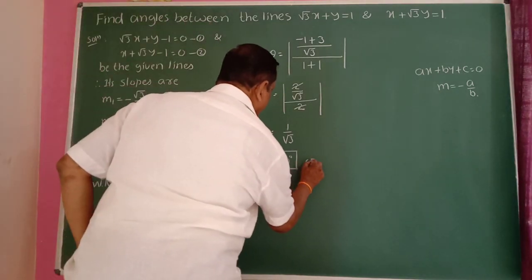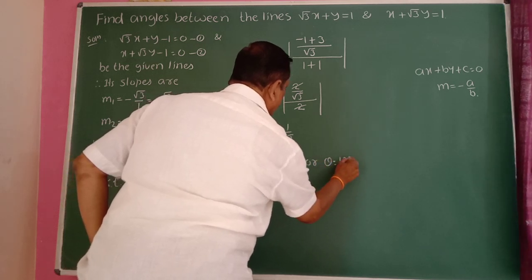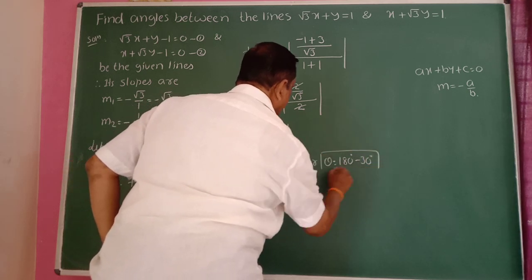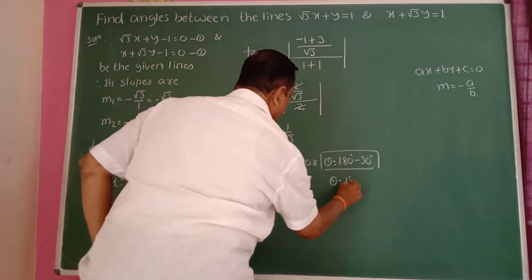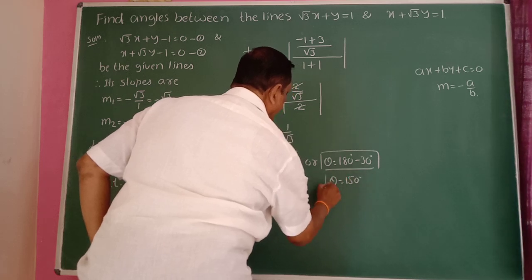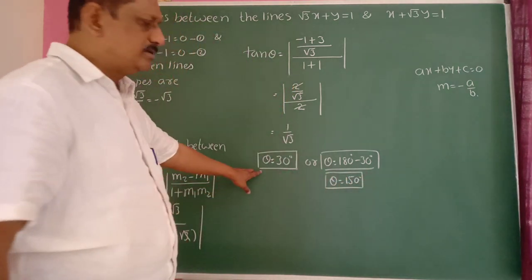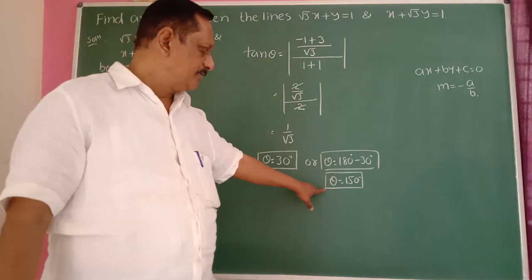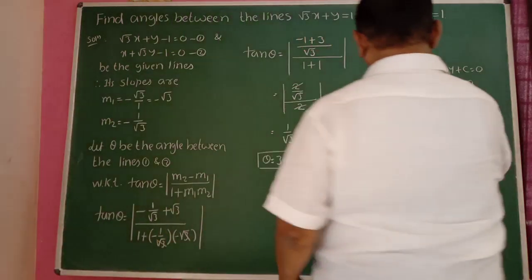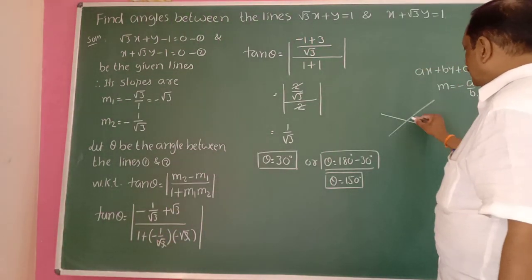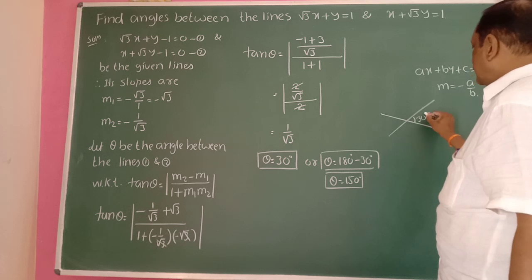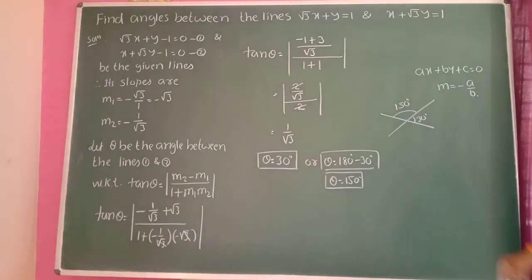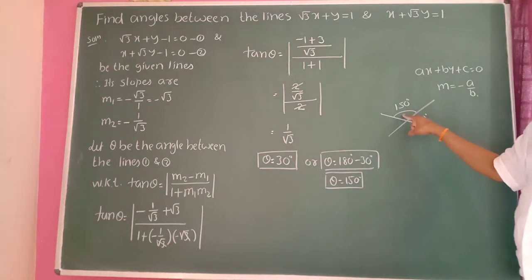Okay, or theta is equal to 180 minus 30 degrees. So therefore theta is equal to what here? 150 degrees. If you want only the acute angle, this is the formula. If you want both acute as well as obtuse, then the other angle must be 150 degrees. It means if two lines intersect like this, one angle is acute, this is 30 degrees, and the other is 150 degrees, the obtuse angle.